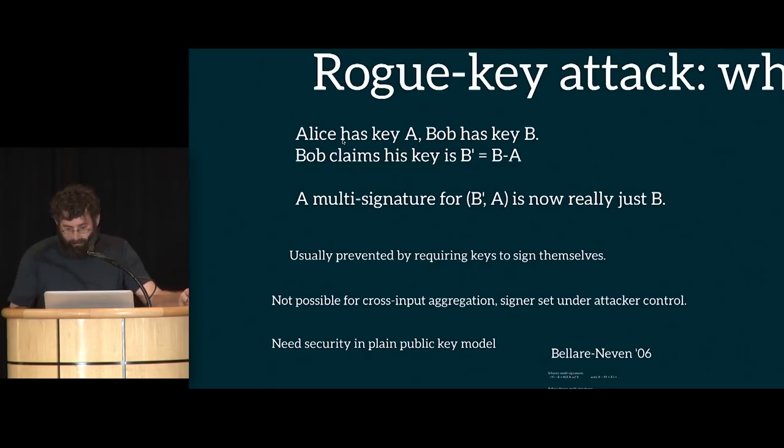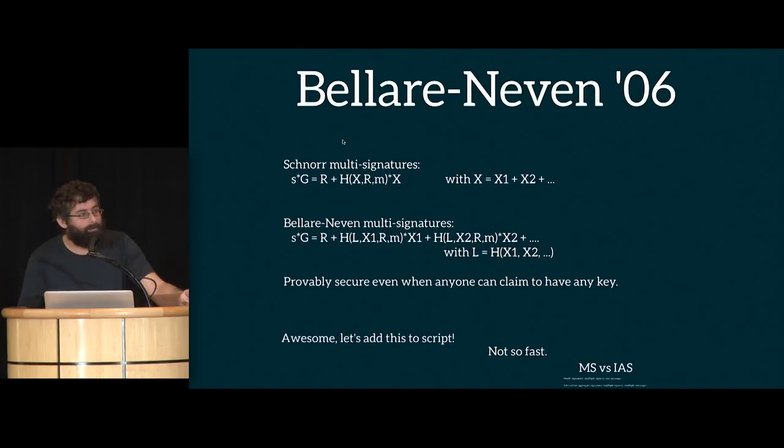So this was something we noticed and we tried to come up with a solution for, tried to publish about it, got rejected, and we were told, you should look at this paper by Bellare and Neven from 2006, who exactly solved this problem. So where Schnorr signatures use s times G equals R plus the hash of the x R M times X, where X then becomes the sum of the public keys, Bellare and Neven introduce a separate hash for every signer, and into every hash goes the set of all the signers.